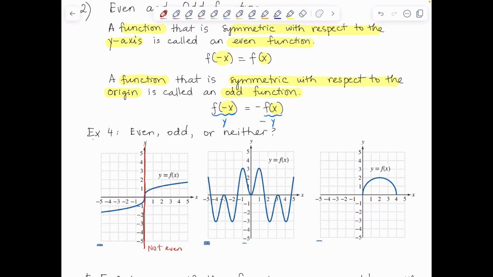Second graph, we'll do the same test. We'll fold along the y-axis here. The left image will coincide with the right image exactly. And therefore, it is symmetric with respect to the y-axis, and therefore, it is an even function. The third graph, even if you fold along the y-axis, there's nothing on the left side of the y-axis, so it can't be symmetric with respect to the y-axis. Therefore, it's not even.